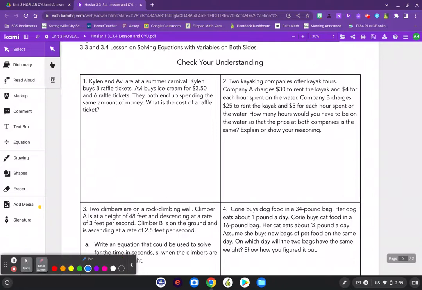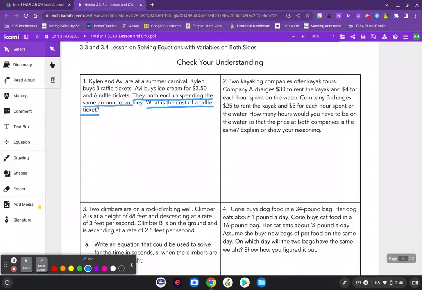It says Kylan and Avi are at a summer carnival. Kylan buys 8 raffle tickets. Avi buys ice cream for $3.50 and 6 raffle tickets. They both end up spending the same amount of money. What is the cost of a raffle ticket?